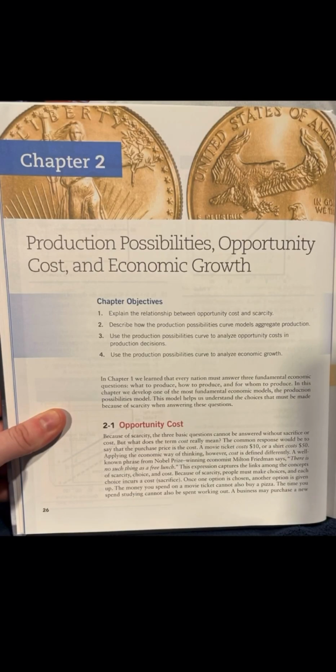Hello everyone, and today we'll be reading Chapter 2 of Economics for Today, 11th edition. Production Possibilities, Opportunity Costs, and Economic Growth.